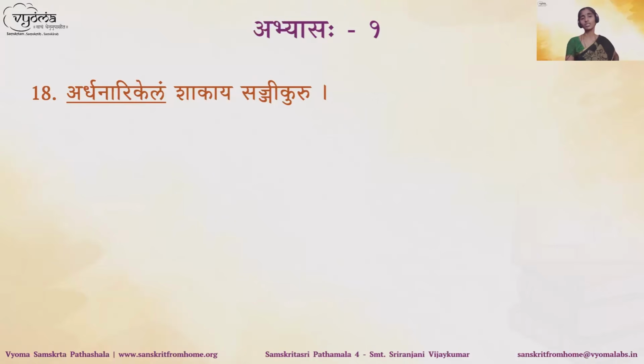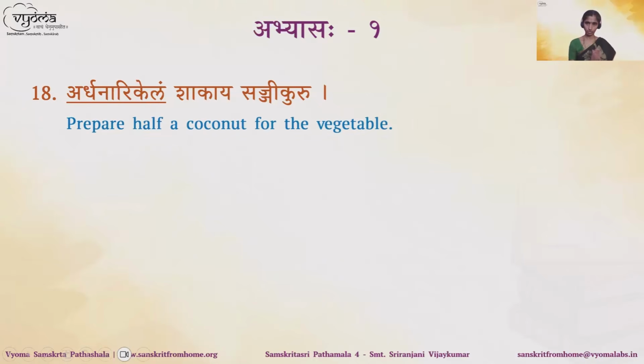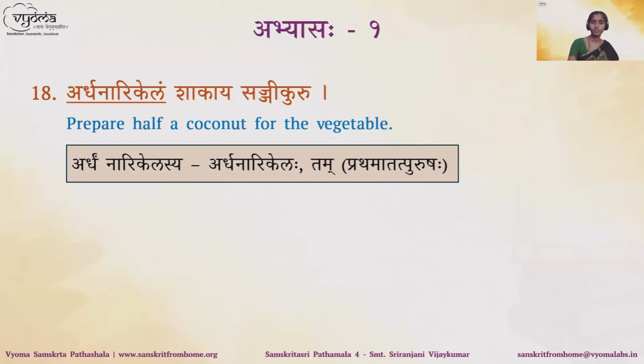Shakaya Sajji Kuru. Shaka is vegetables. So prepare half a coconut for whatever vegetable dish they are going to cook. Sajji Karanam is preparation. So Ardham Nari Kelasya, Ardha Nari Kelaha Tam. Prathama Tatpurusha: wherever you see Ardha, Purva, and that list of words, remember Prathama Tatpurusha Samasa. Thank you. Then the last one.